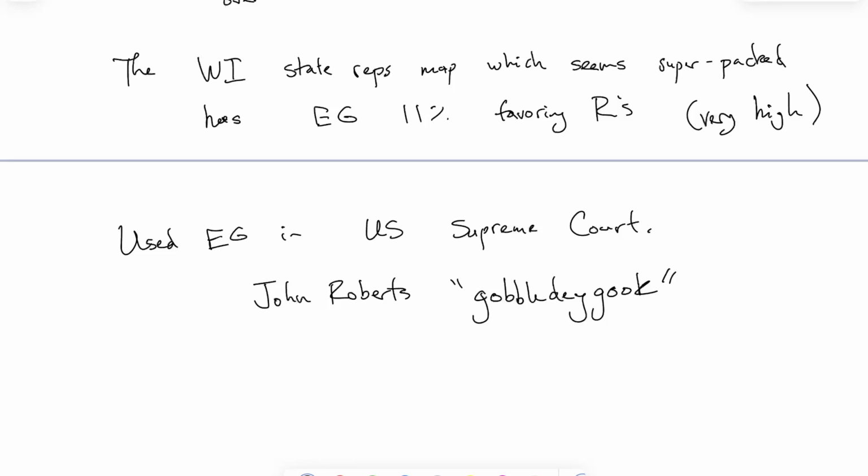It is regarded as an important thing, and if you read newspaper articles, even in the New York Times or whatever about gerrymandering, they will often mention the efficiency gap as a measure of how good or bad various maps are. All right, any thoughts about this? This is the conclusion of what I wanted to say about the efficiency gap.